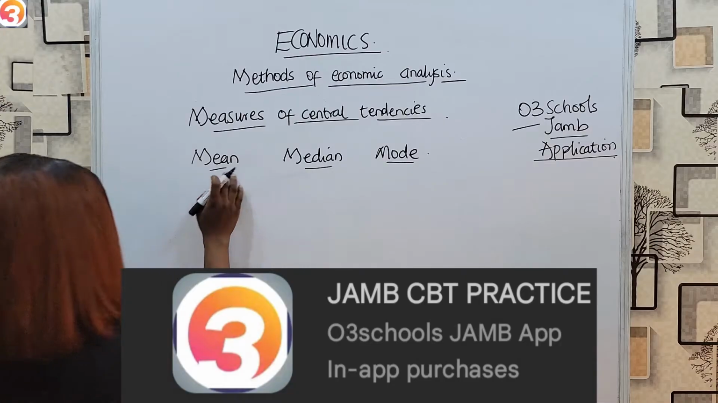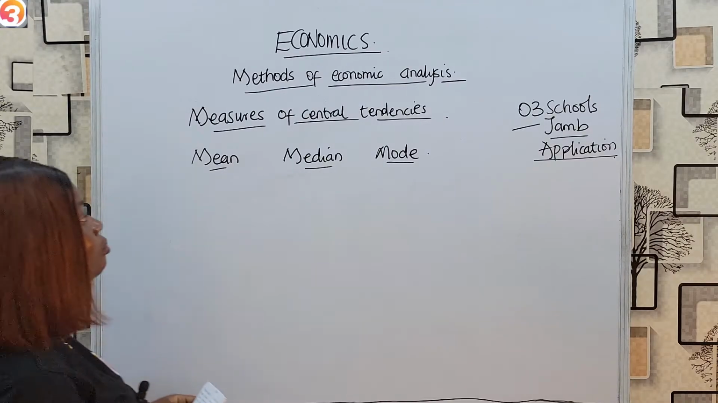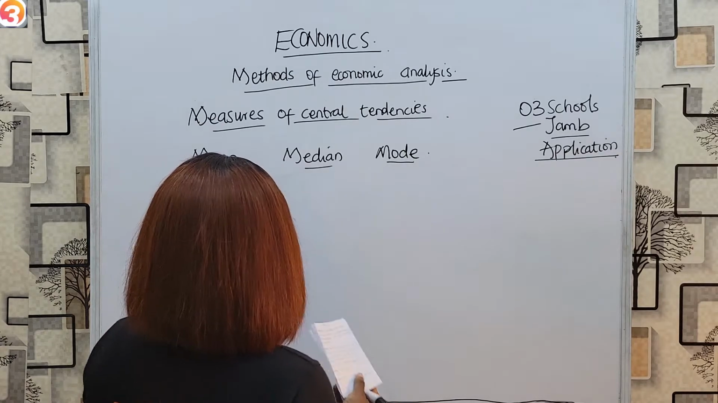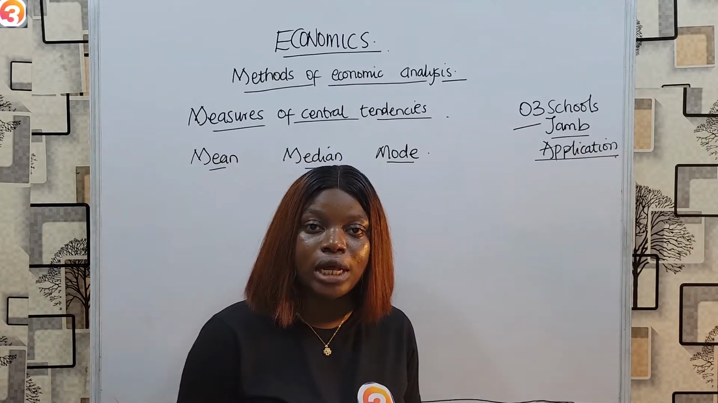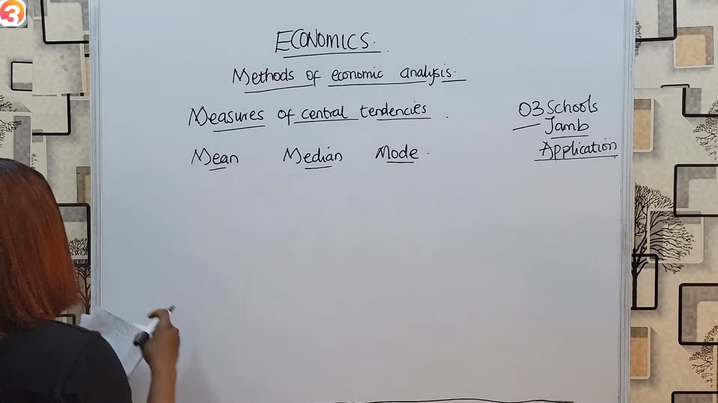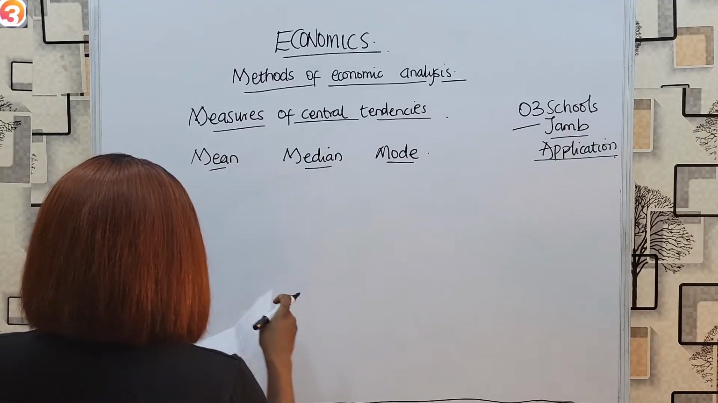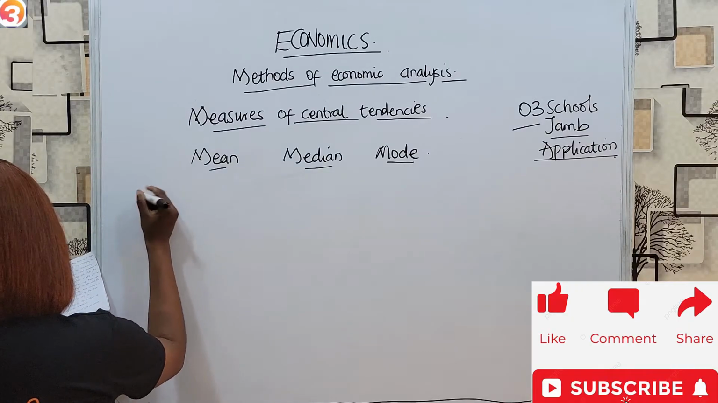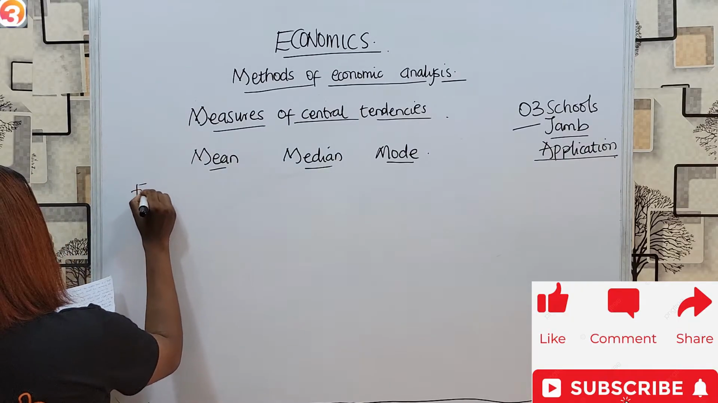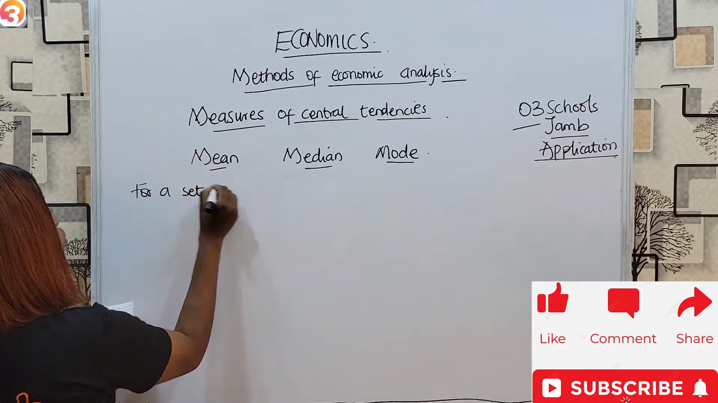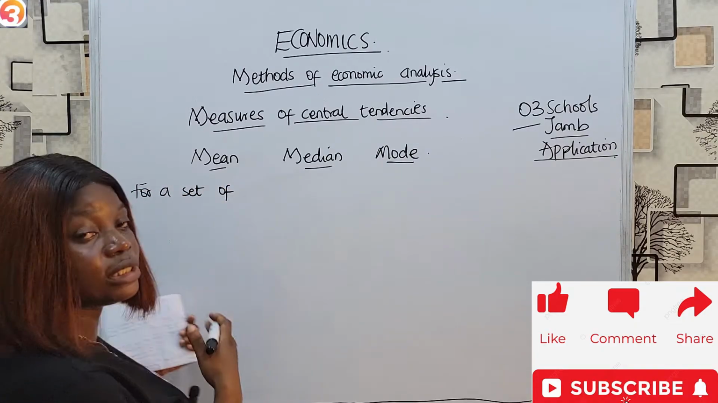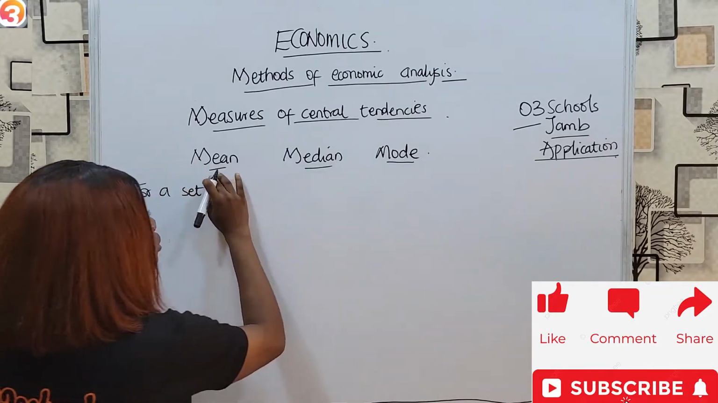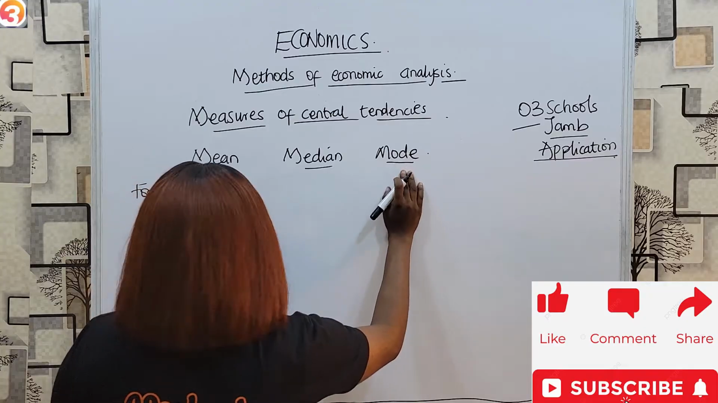Now, let's start with the mean. The mean is simply the sum of the frequency divided by the total number. For example, let's look at the first example that will help us understand what the mean is. It said for a set of votes, we're going to use this example to look at the three aspects. We have the mean, we have the median, and we have the mode.